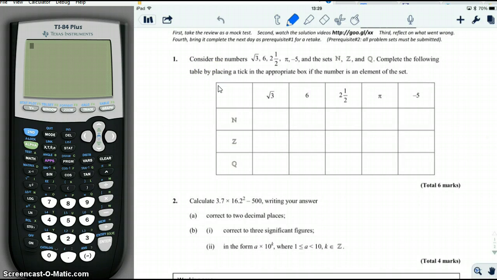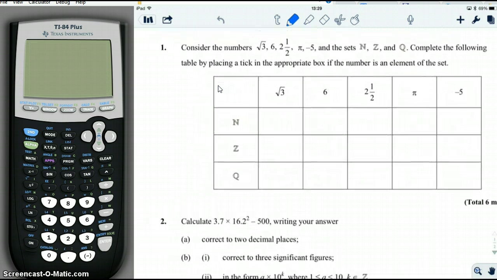Problem 1 of the review problems. Consider the numbers square root of 3, 6, 2.5, pi, and -5 in the sets N, Z, and Q. Complete the following table by placing a tick in the appropriate box if the number is an element of the set.